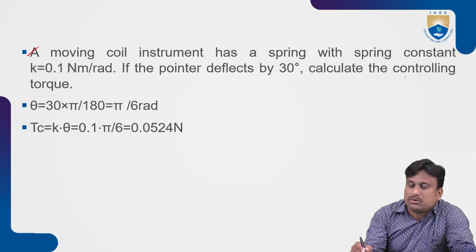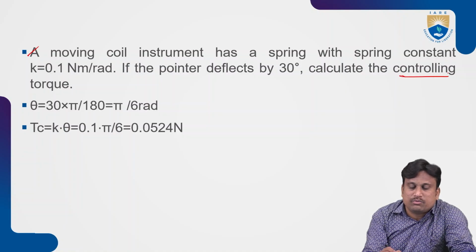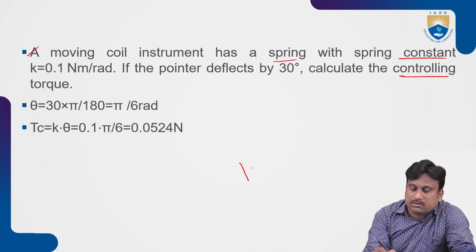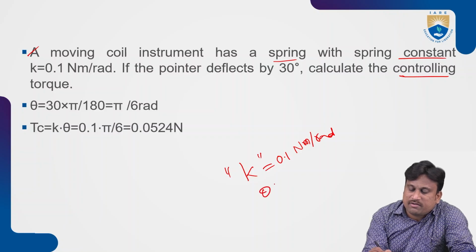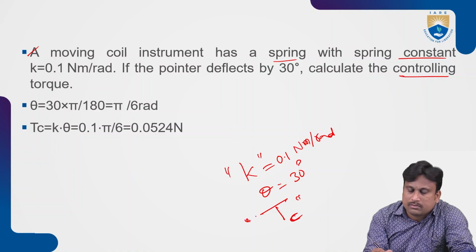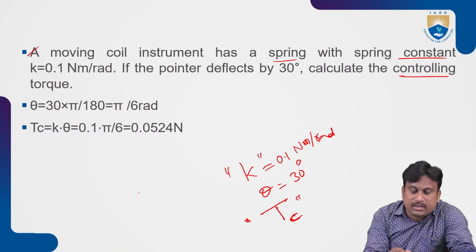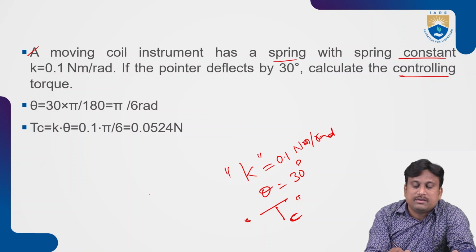Here we calculate the controlling torque. A moving coil instrument has a spring with a spring constant, which is basically K, that is 0.1 Newton meter per radian. The point of deflection is given as 30 degrees. We need to calculate the controlling torque. So theta is to be calculated in radians, which is 30 into pi by 180, so pi by 6 radians.